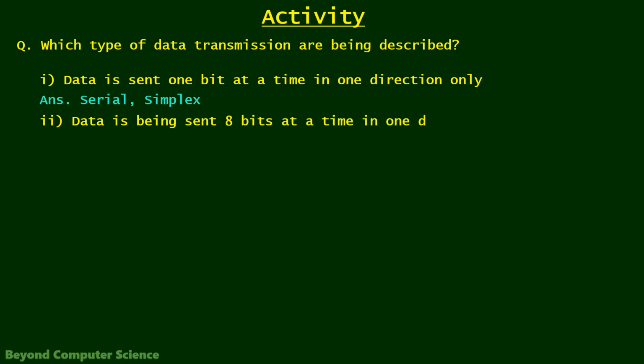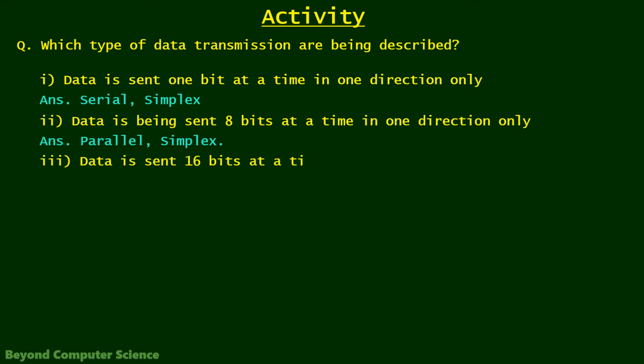Question 2 is, data is being sent 8 bits at a time in one direction only. So 8 bits are not 1 bit, more than 1 bit. When you have a more than 1 bit transmission, it becomes parallel. And in one direction only, it makes it simplex. So the answer is parallel and simplex. This is a parallel simplex transmission.